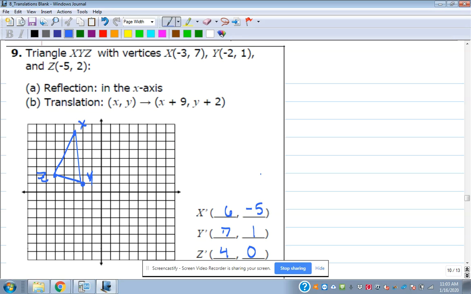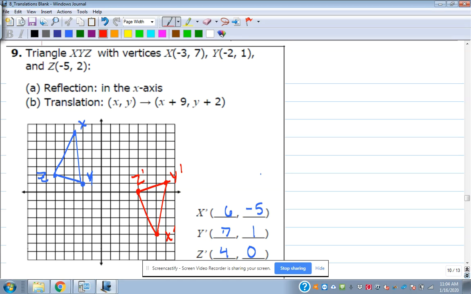So I'm going to graph the image, which would be X prime at 6, negative 5, and Y prime at 7, 1, and Z prime at 4, 0. And there we've translated or transformed that, since we did a reflection and a translation together at the same time.